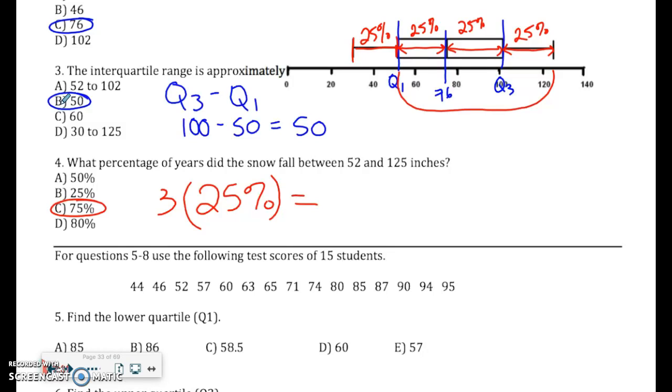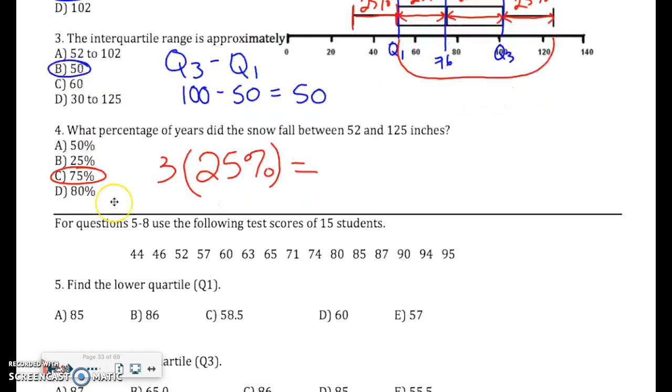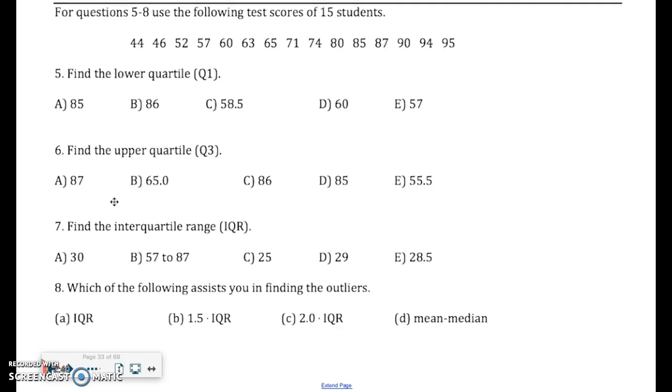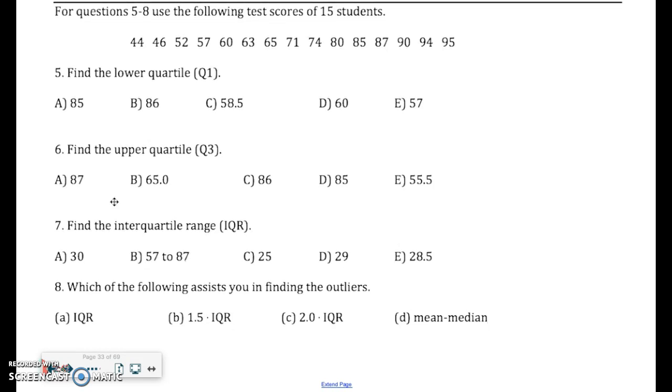Okay, moving on. For questions 5 through 8, use the test scores of the 15 students that you see provided. All right, being very nice, we have put the data in order already, which is the first step that you need to do with identifying your 5-number summary. Okay, now we're going to look at lower quartile and upper quartile. Well, looks to me like this is my minimum of 44, and since they're in order, 95 is my maximum.